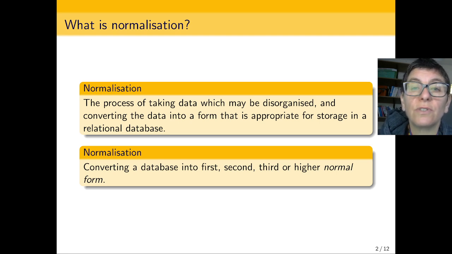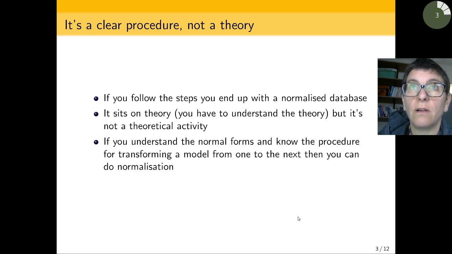Normalisation involves steps. It involves the steps of converting your data first into first normal form, then into second, then into third, and each of these steps has got a quite well-defined process. So the aim of normalisation is to take your data through these steps until you end up with the organisation that works with a relational database. But why do we do it? That's the question I want to tackle before we start.